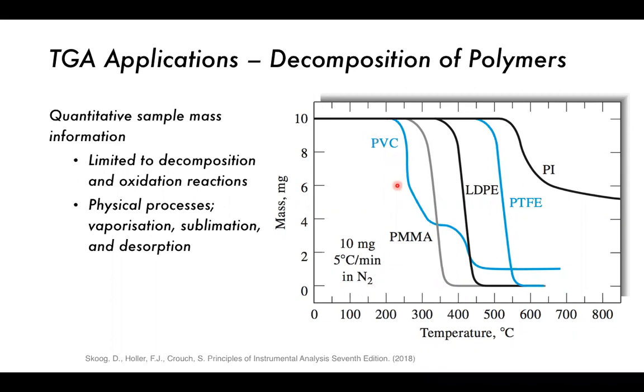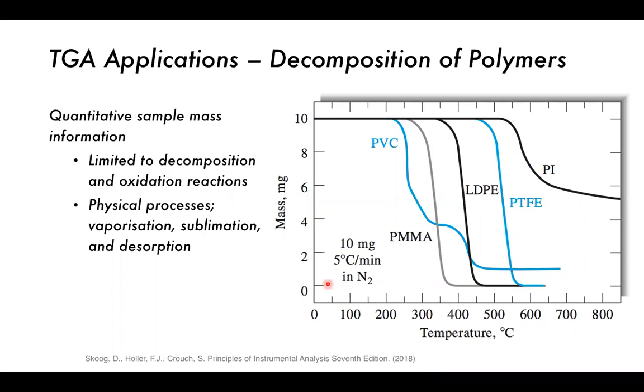So we can see here the 10 milligrams of each one of these polymers, PMMA, PVC, LDPE, PTFE, and PI, were heated at 5 degrees Celsius per minute in nitrogen until they reached higher temperatures. You can see the point at which they start to decompose for each of the polymers. So you can say that PVC is less stable at high temperatures than things like PMMA, LDPE, PTFE. So if you're going to use some of these for cooking, you'll want the ones which can reach high temperatures and still be stable.